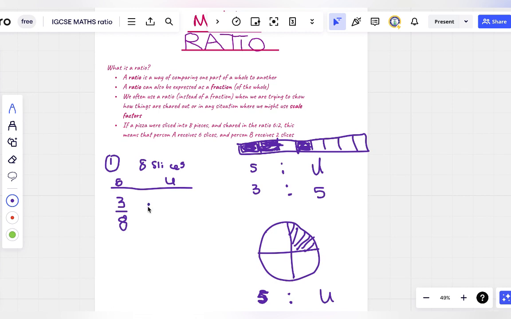If you want to do the fraction for the unshaded, you also count the unshaded ones: 1, 2, 3, 4, 5. So there are 5 unshaded, not out of 3, but out of 8. Altogether 8. So when you're doing the fractional part, you do it over the total. Is that okay? If you look at the second sentence here, we say a ratio can also be expressed as a fraction.